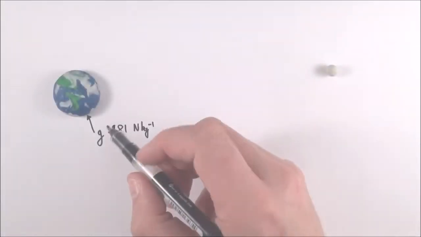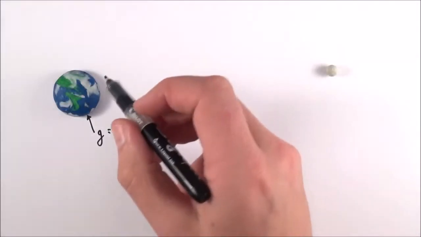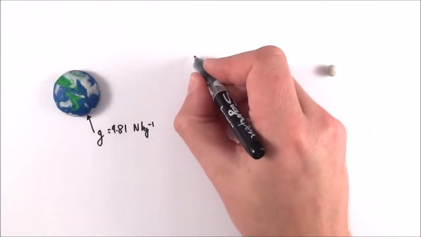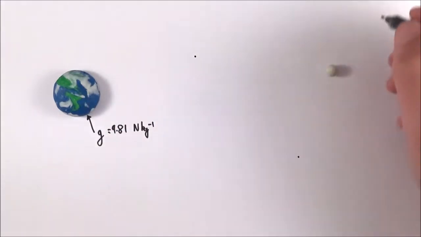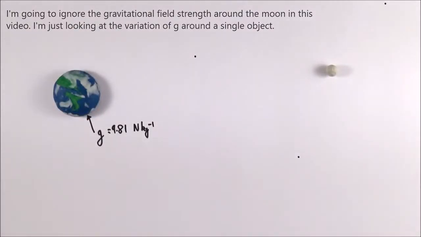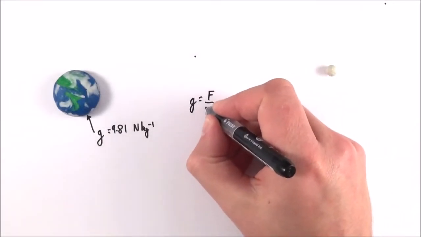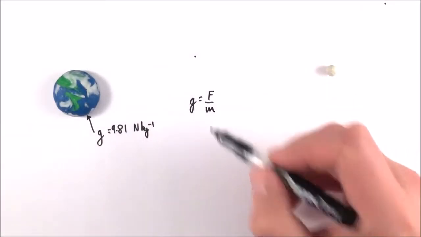So on the Earth's surface, the strength of g is equal to 9.81 newtons per kilogram. But we can try and work out what the strength of g is perhaps over here or over here, or in actual fact anywhere radially away from the Earth. And there are a couple of equations that we can use. First of all, we know that g is equal to F over m. So this is the force per unit mass.